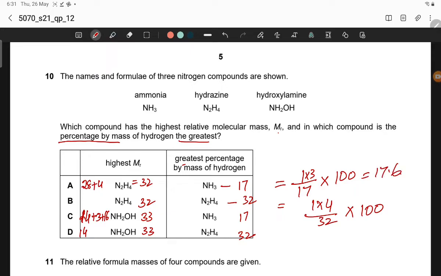And 4 divided by 32 into 100 is 12.5. The greatest percentage is 17.6, and the highest Mr is 33. So this is correct and this is correct. C option is correct.